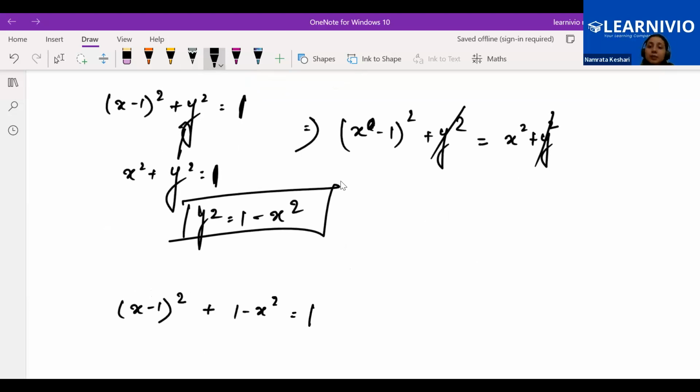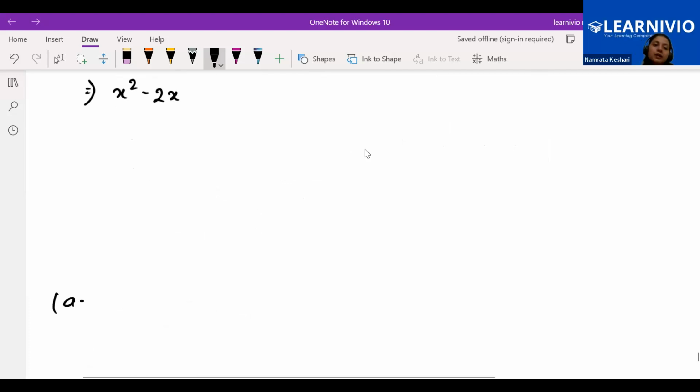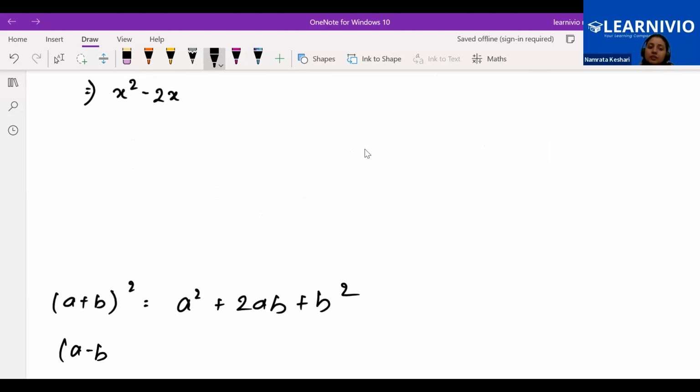Now a minus b whole square, what is the formula for that? A square plus b square minus 2ab. Let me write the formula over here. A plus b whole square is a square plus 2ab plus b square. You have mixed everything up. A minus b whole square is a square minus 2ab plus b square. Do you know that, Murtaza?